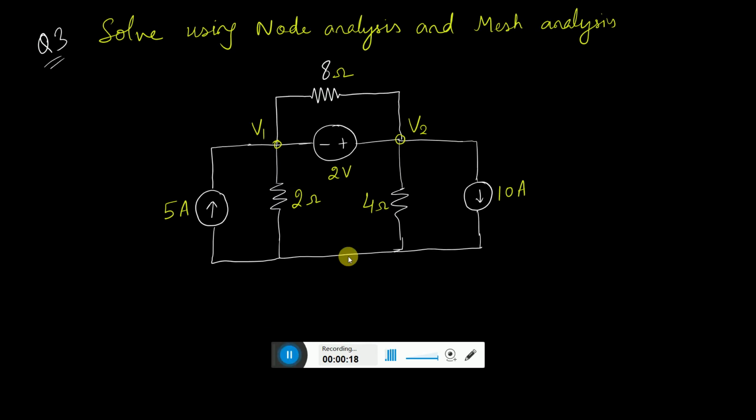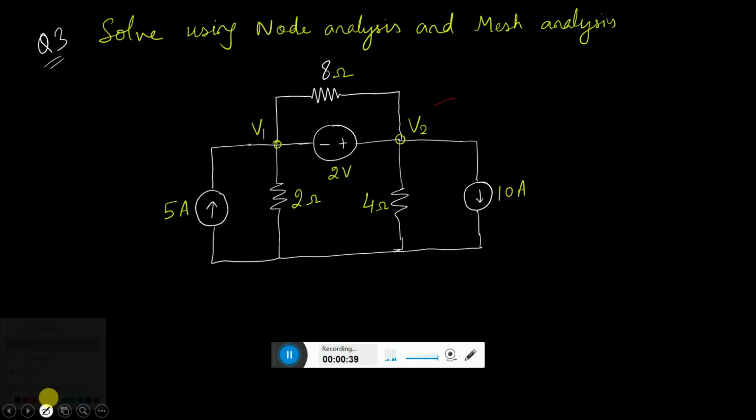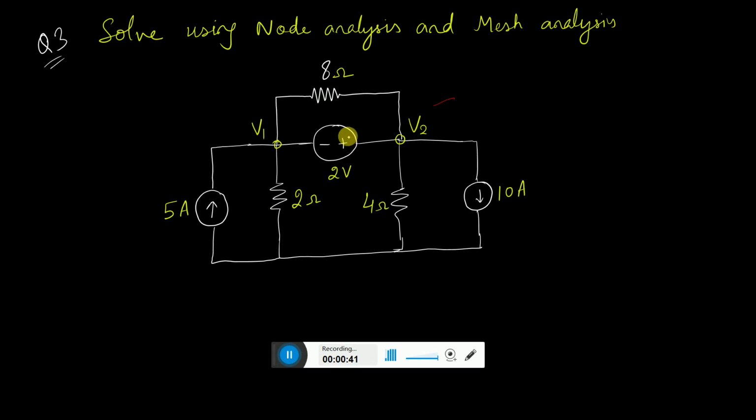So let us take this example here. It has 8 ohm, 2 ohm and 4 ohm resistors, with a 5 ampere current source, and here a 10 ampere downward current source, and V1 and V2 node voltages. Now our objective is to use node analysis first, and we will verify the same using mesh analysis.